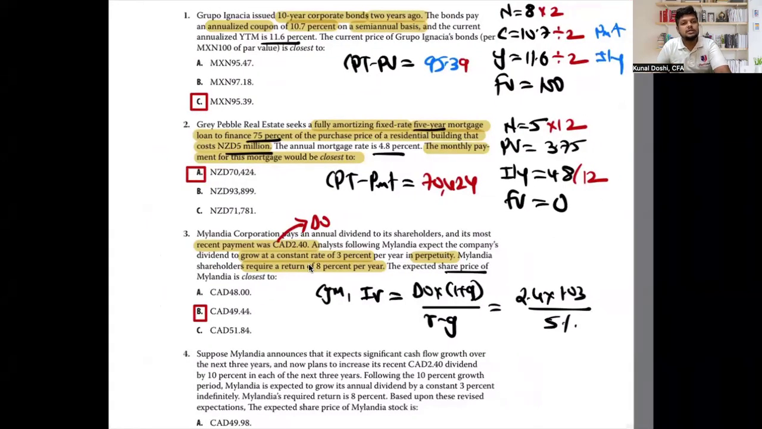Are you getting this? This was an equity question. Yes. Anyone, any doubt? Got this? Yes.